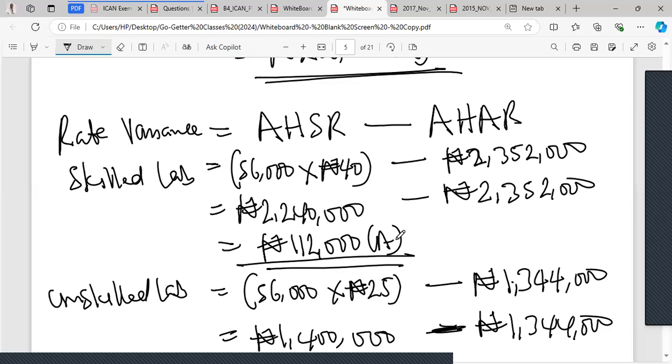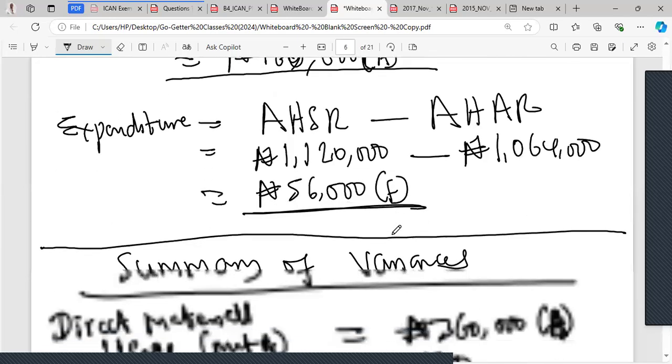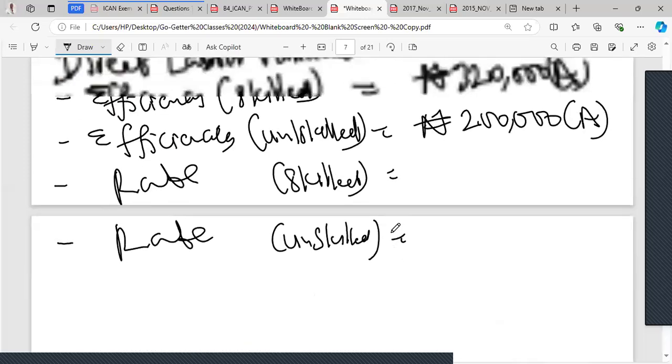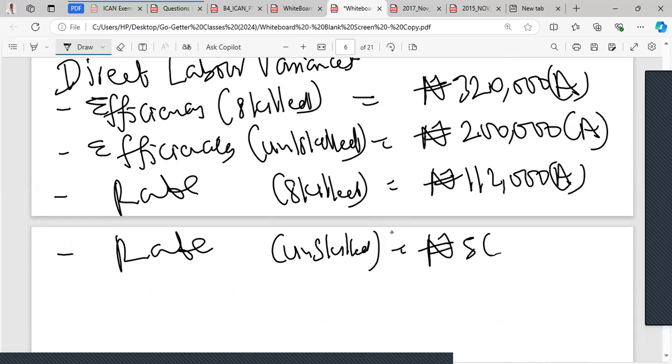112 adverse. It is favorable. 112 adverse. It is favorable. 112 adverse. 6,000 favorable.